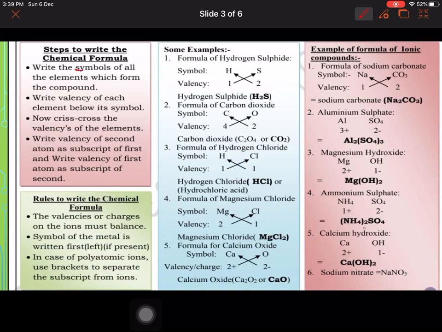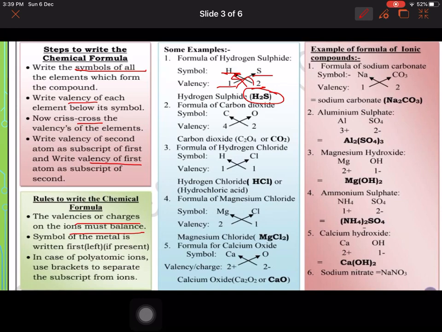So first you have to write the symbols, like hydrogen H, sulfur S, then we write the valency below it and then we crisscross them like this. So the formula becomes H2S. Write the valency of the second atom as the subscript of the first and the first as the subscript of the second. Remember the rule, the valency or charges on the ions must balance each other.